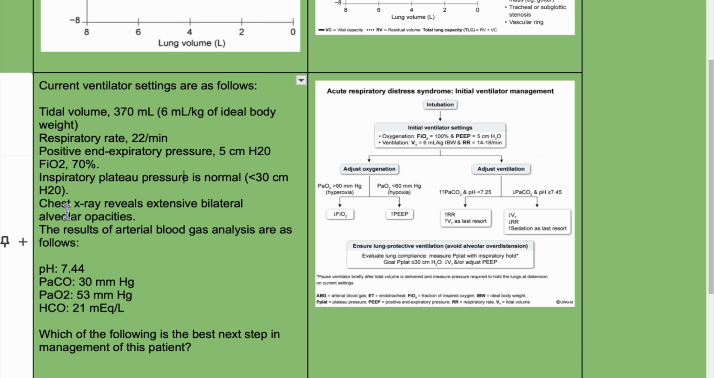Okay. Chest X-ray reveals extensive bilateral alveolar opacities. The results of arterial blood gas analysis are as follows.